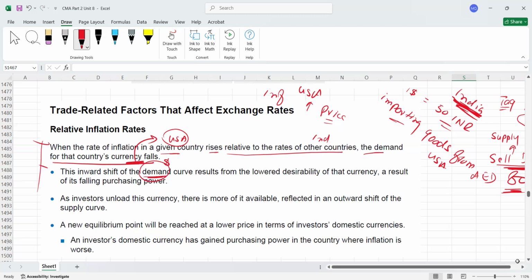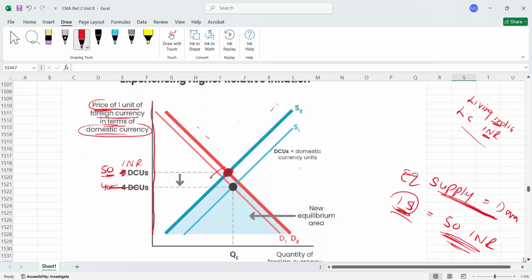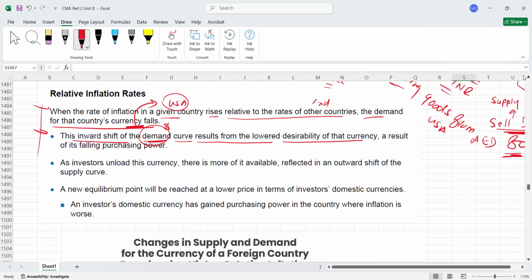If the demand reduces, please remember, this inward shift of the demand curve results from the lowered desirability of that currency, because you don't want dollars. Due to that, dollar demand will decrease, and that is why this demand curve will shift to this side. If it was here, this is the demand curve, so it will shift to the left side. Obviously, if the demand curve shifts to the left, it means demand is decreasing. So this is the second point, and it is clear because US dollar demand will fall, and the demand curve will shift to the left.